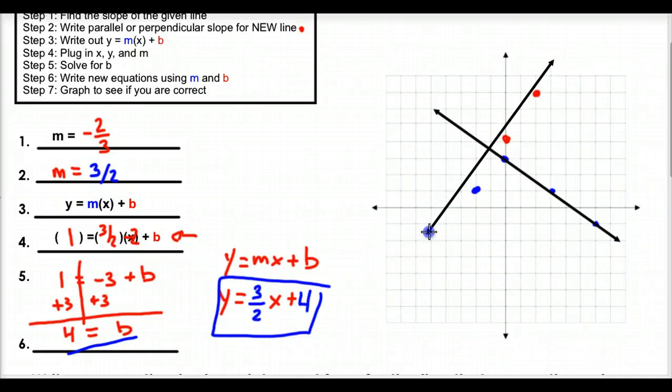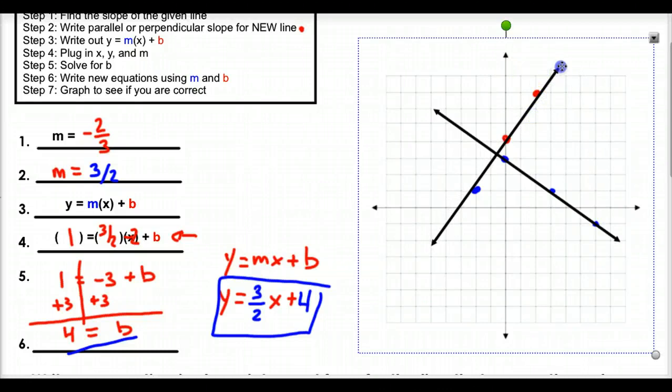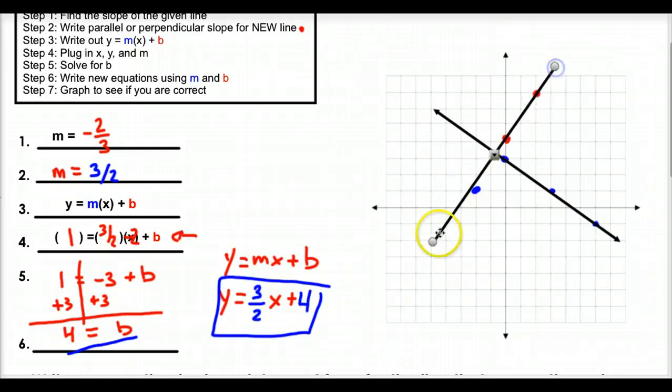Hold on, I didn't even draw it right yet. Let's make sure I draw it right. And let's see, I gotta line it up a little bit. Goes through that point perfectly. Goes through these points perfectly. And yes, we have done it.